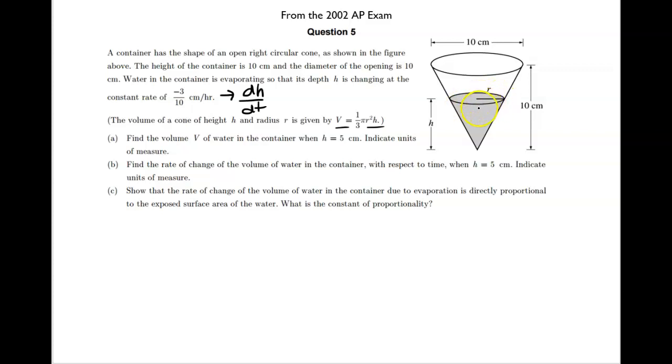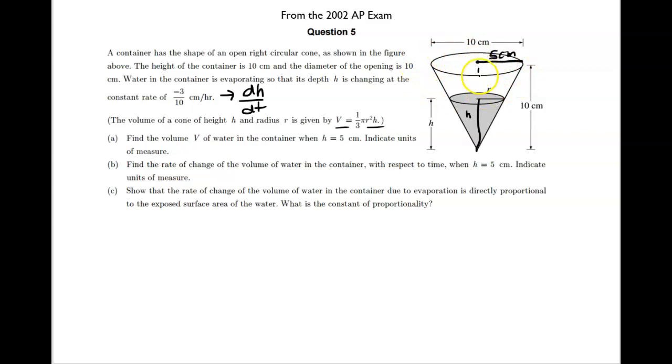We need to figure out what the radius is when the height is 5. And so there has to be some relation here. If we take a look at the radius of the whole cone, not just of the water, that would be 5 because it's half the diameter. And so what's happening here as I fill up, my height and my radius always have to be proportional to the height and radius of the whole cone.